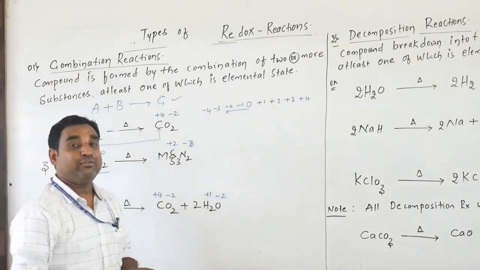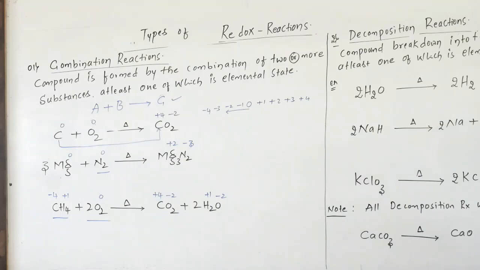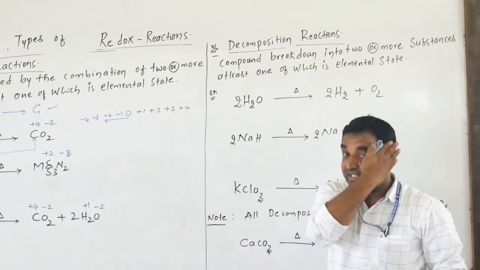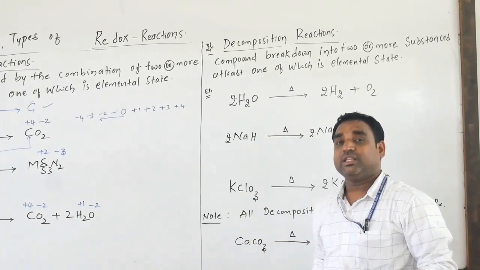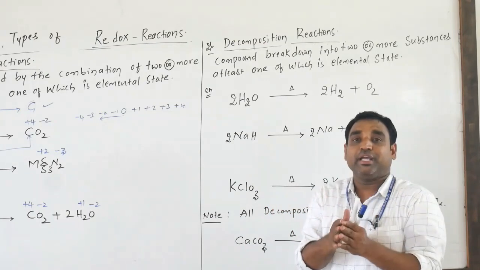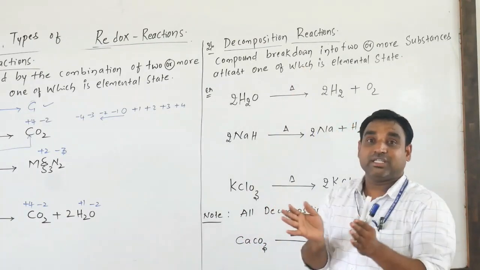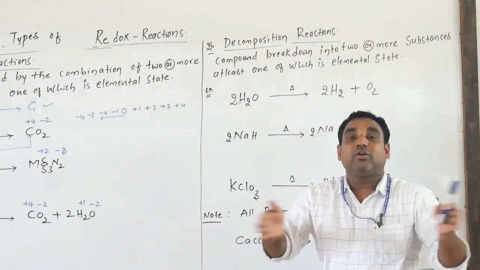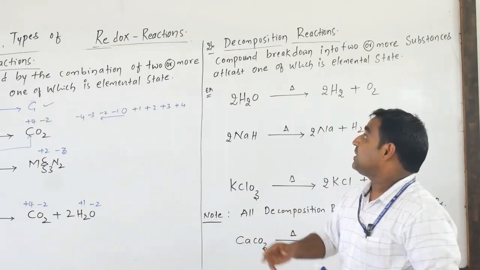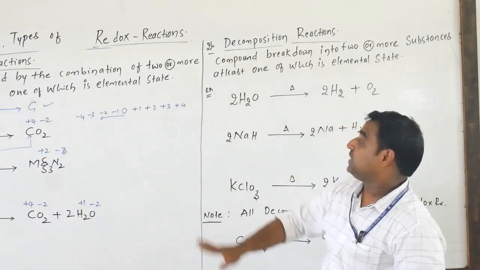And the second type of redox reaction is the decomposition reaction. It is exactly opposite to the combination reaction. In a combination reaction, two or more substances combined to form one compound. In a decomposition reaction, one compound breaks down and gives two or more substances. We call that a decomposition reaction. It can also be called exactly the opposite of combination.